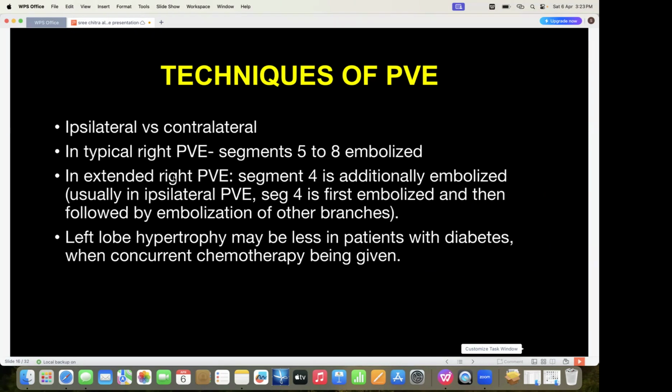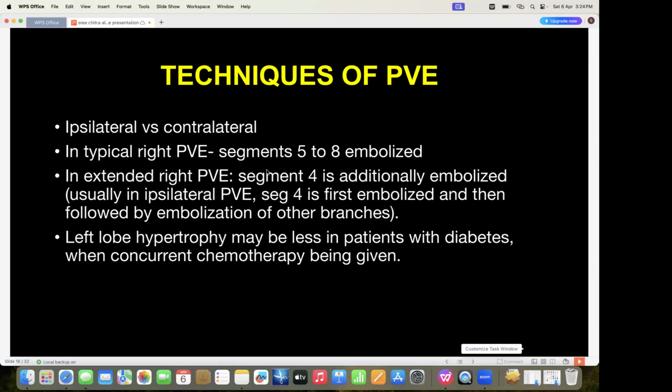In extended right portal embolization, especially when they want to do an extended right hepatectomy, that is, when they will be planning to resect segment 4 as well, segment 4, 5, 6, 7, 8, all segments they tend to resect. During that time, segment 4 is additionally embolized.